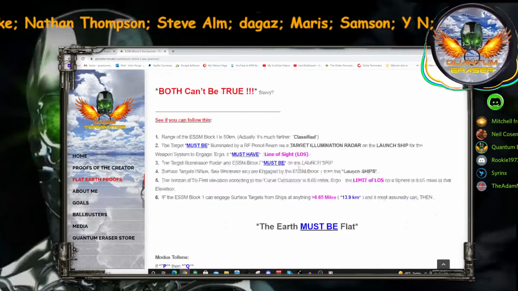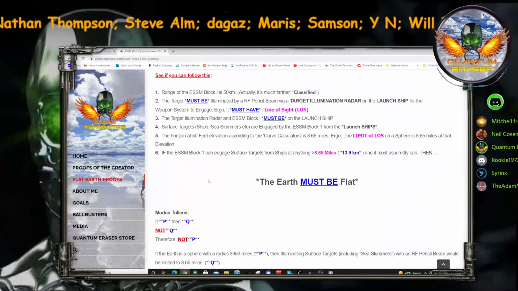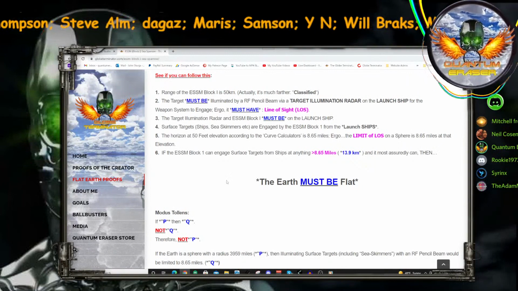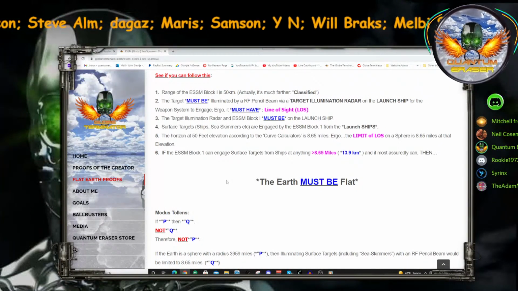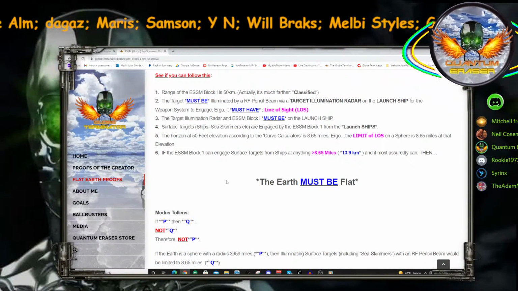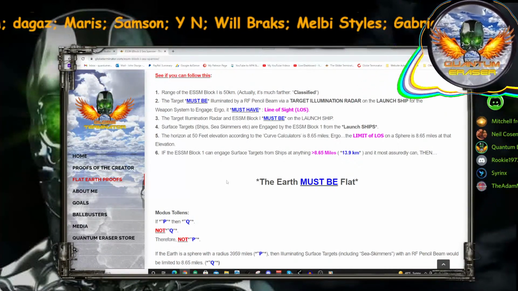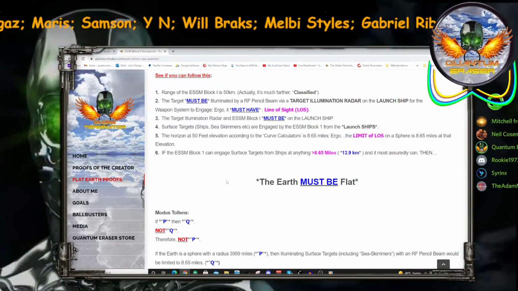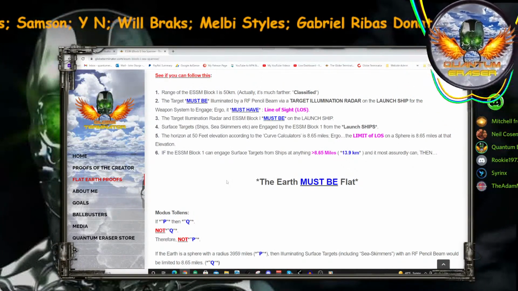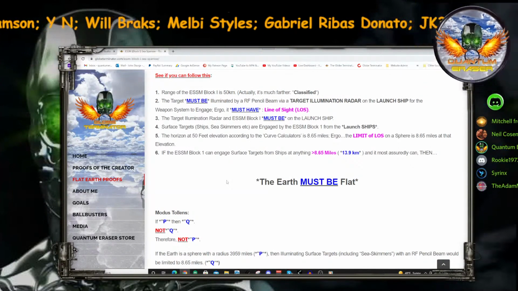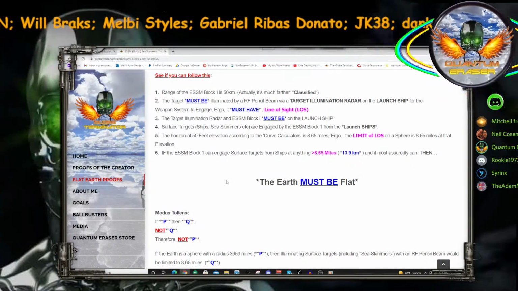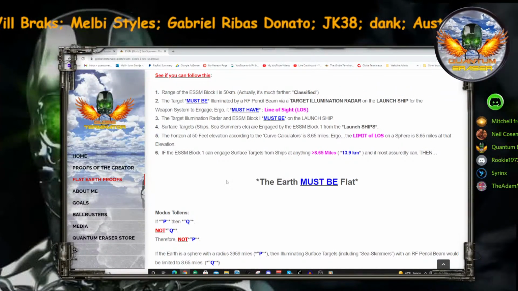Here's a little bit more detail for you. See if you can follow this. The range of the Evolved Sea Sparrow missile Block 1 is 50 km. Actually, it's much farther. Like I said, it's classified. The target must be illuminated by RF pencil beam via the target illumination radar I showed you above on the same launch ship for the weapon system to engage. Ergo, it must have line of sight.